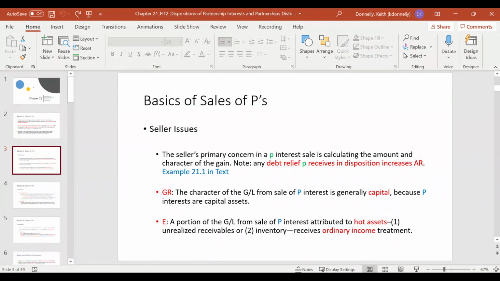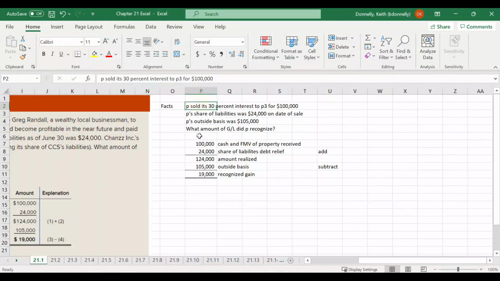So if we look at 21.1, we have a partner who sold 30% of its interest for 100 grand. Their share of liabilities on the date of sale was 24 grand, and they had an outside basis of 105. What gain or loss is the partner going to recognize? The first thing we know, we're doing amount realized minus adjusted basis, where the adjusted basis is going to be our outside basis.